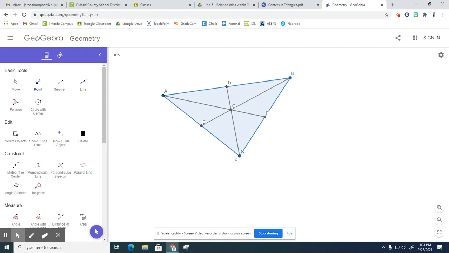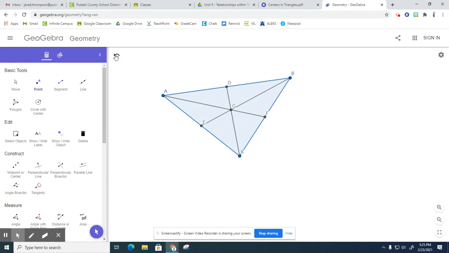Now, what I think is really cool about a median or a centroid is that if you were able to cut this triangle out on paper, you could balance the triangle on the tip of your pencil. That point G is actually the center of gravity of the triangle. So if you were physically able to cut that out, you could balance that triangle on the end of your pencil. And of course, if we were in person, I would have you try that, but alas, we're not.